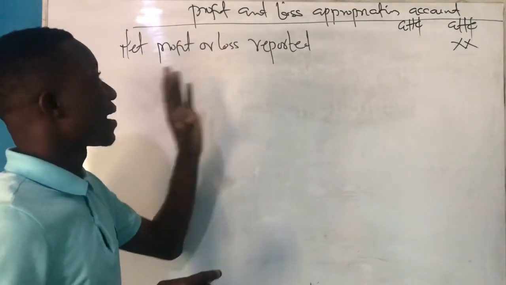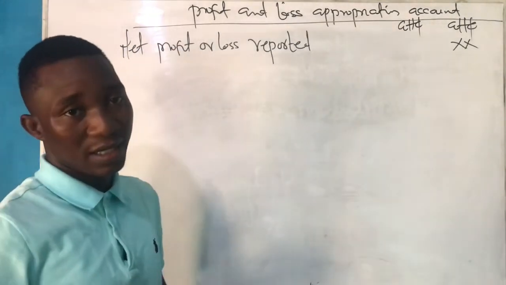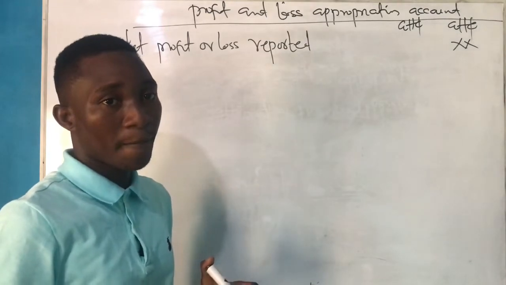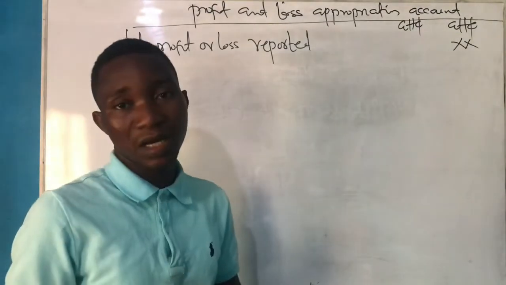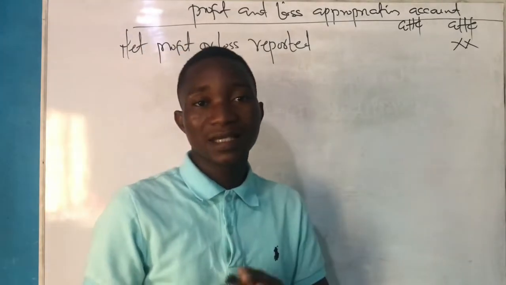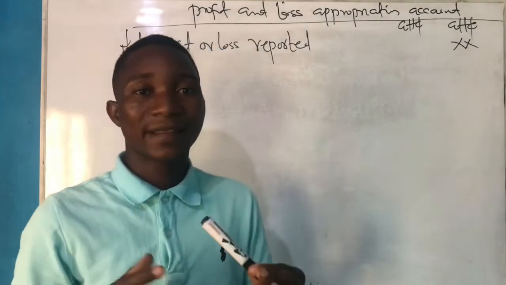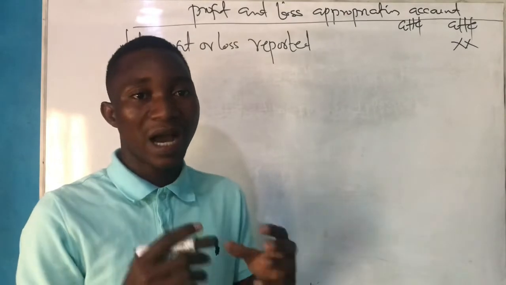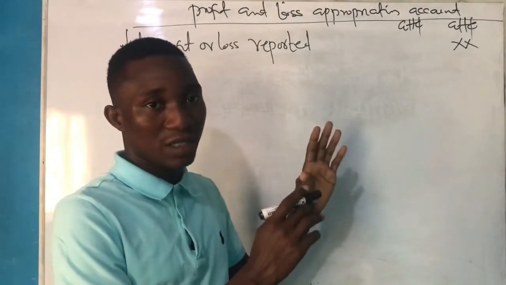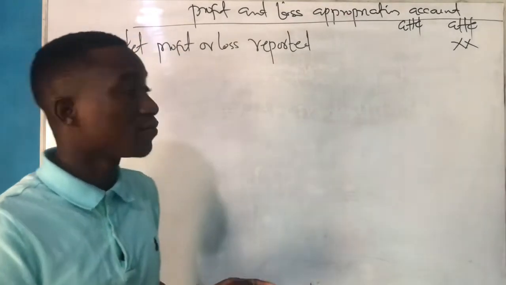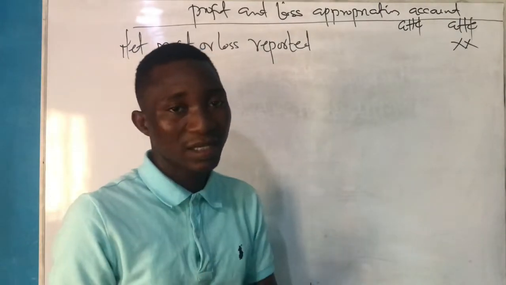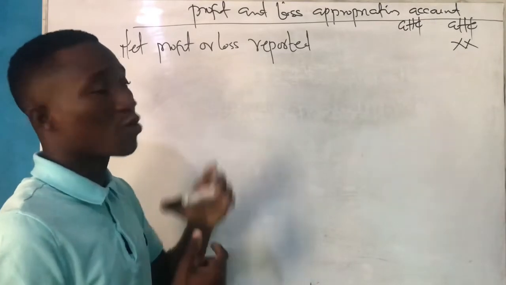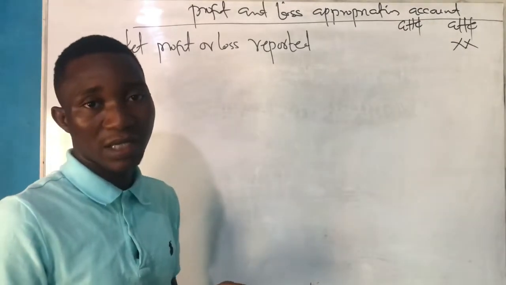Okay, the dynamics of this account is just very simple. In the preparation of the profit and loss appropriation account, all charges against partners and all entitlements to partners are actually recognized in this account. So what we do is that all charges against partners will be added to the net profit or loss reported.